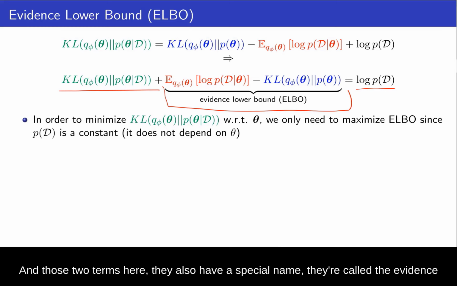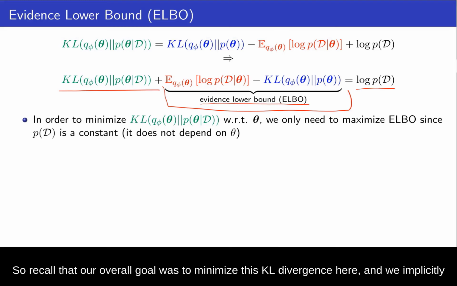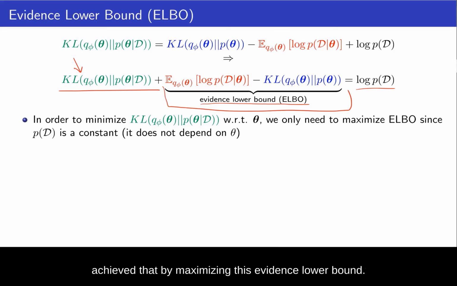And those two terms here also have a special name. They're called the evidence lower bound, ELBO. So recall that our overall goal was to minimize this KL divergence here. And we implicitly achieve that by maximizing this evidence lower bound.